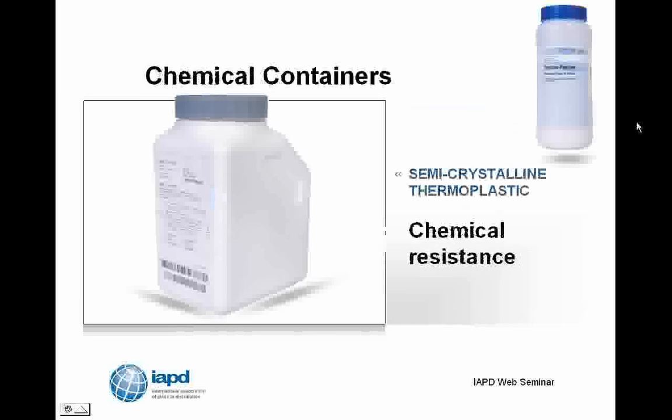Look at the chemical containers in your life, whether it's holding acetone or holding bleach, or perhaps that gasoline container that we mentioned earlier. These are usually made out of semi-crystalline thermoplastics because you need that chemical resistance. You certainly wouldn't want an aggressive chemical like nail polish remover or bleach packaged in an amorphous plastic because you'd have more likelihood of chemical attack and failure.